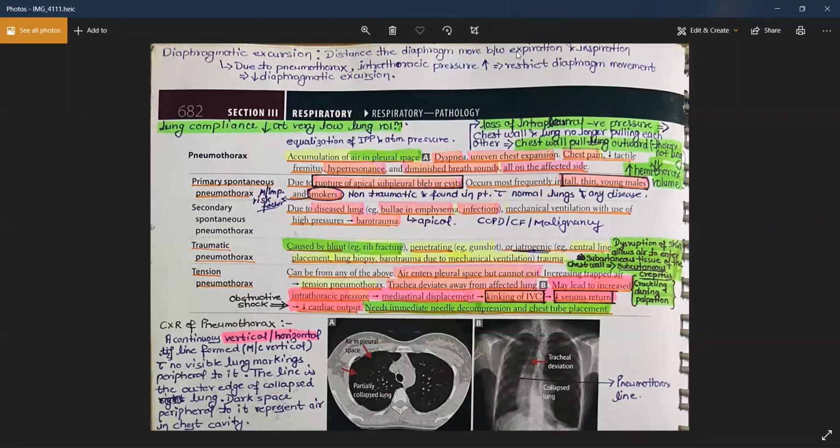Chest pain will be there. You will call it a hyperresonance on percussion. You will get fremitus. What about the fremitus? Increased or decreased?